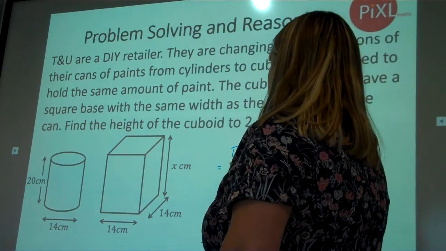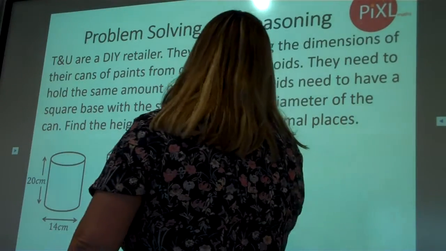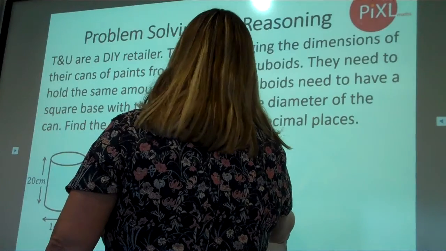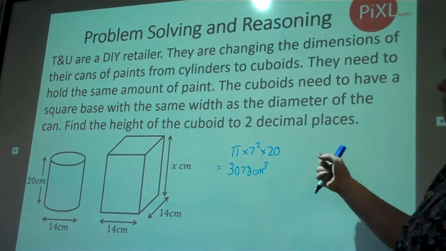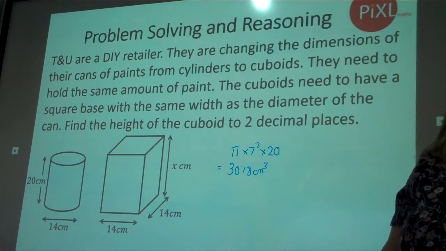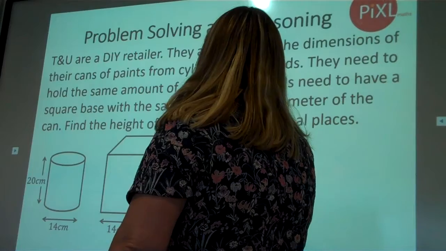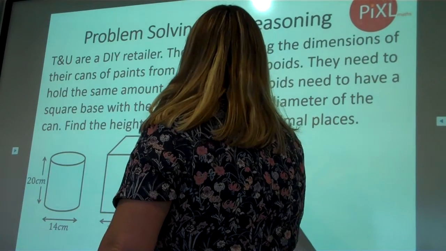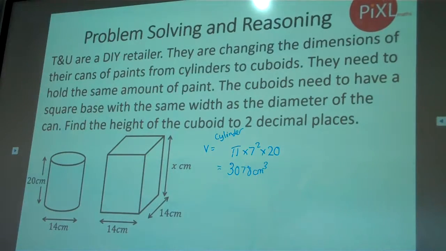The answer is 3078 centimetres cubed. So you give me that sum, but what's that actually for? The cylinder. Okay, so for the volume of the cylinder, you've got 3078. So what did you do next?